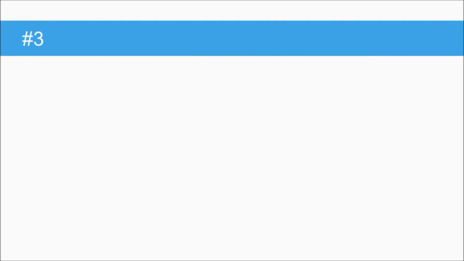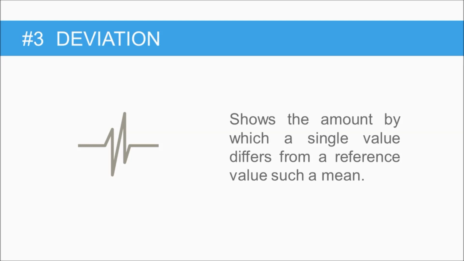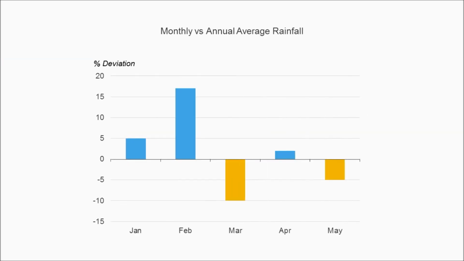Third one is deviation. It shows the amount by which a single value differs from a reference value such as mean or median. For example, percentage change in monthly rainfall versus annual average.